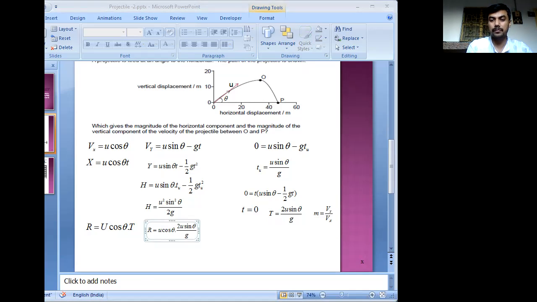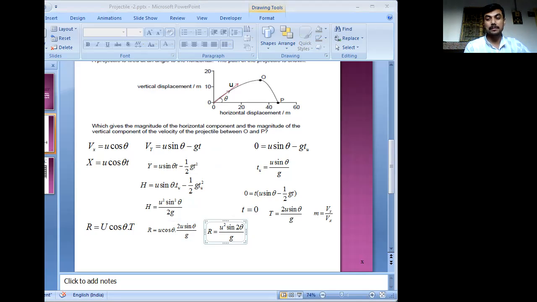Now, a bit of variable manipulation will enable you to understand that you are looking at the expression 2 sine theta cos theta, which can be expressed as sine 2 theta. So if I do that, then the range becomes something like this. This is the expression of the range. Of course, the maximum value of sine of any function is 1, which means that over here as well, the maximum range can be obtained just by tuning the angle.